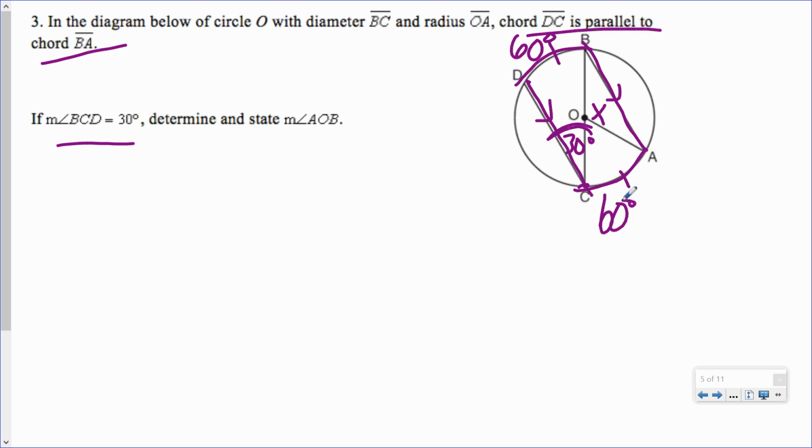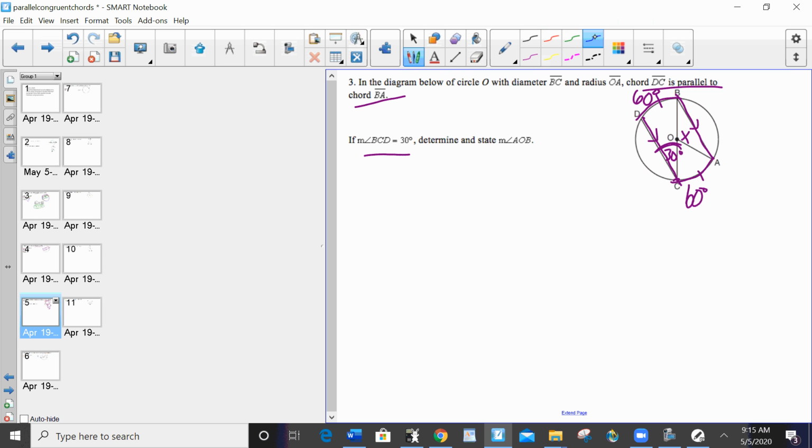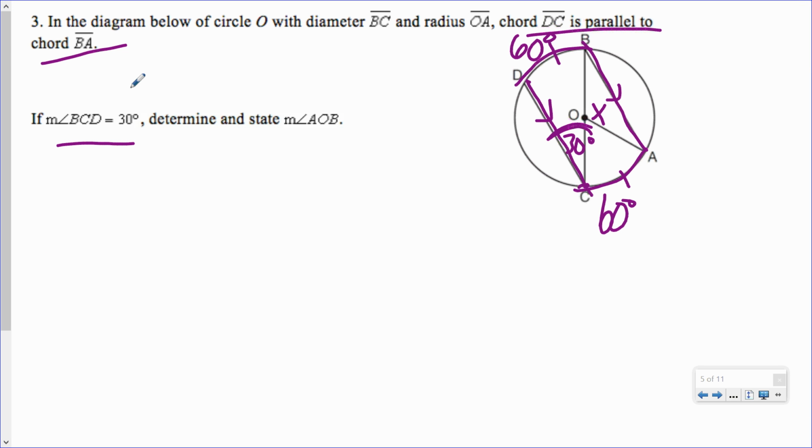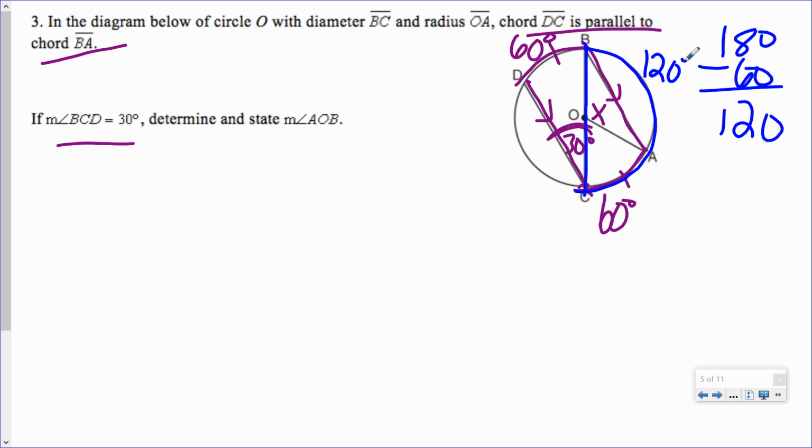Now, I'm not there yet. There's a couple different ways to go from here. That's a good thing about these questions. There is more than one correct way to do it. Now, I'm looking at the arcs. If I have a diameter drawn, we said that each half is 180. So, I could subtract from 180 to find that this piece is 120. It's asking for the central angle. Central angle is equal to the intercepted arc, which makes it 120 as well.